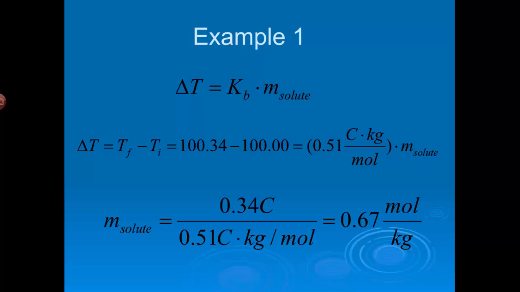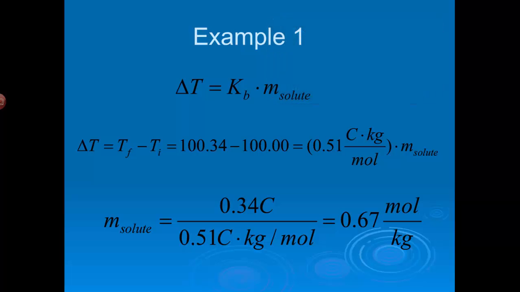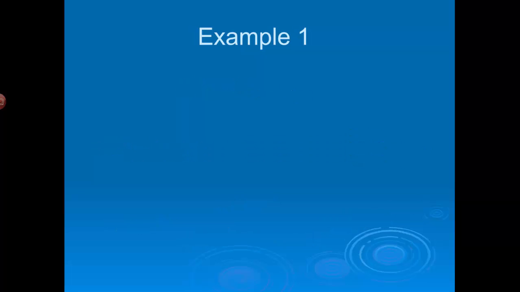Molality is going to be just the 0.34 over 0.51. We're just using algebra here, right? We're moving the 0.51 to the other side by dividing. Okay, so the molality is 0.67 moles per kilogram. Look at how the units will cancel out. So molality is the number of moles of solute divided by the number of kilograms of solvent. Not solution, but solvent. So if we had 1 kilogram of water that we were mixing this into, then we'd be all set. We'd know what our number of moles is.